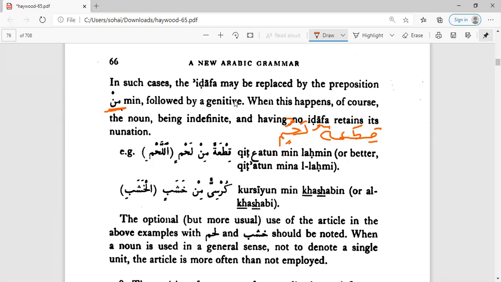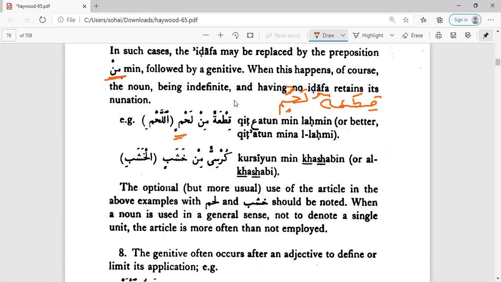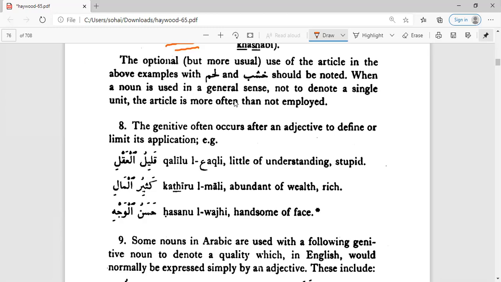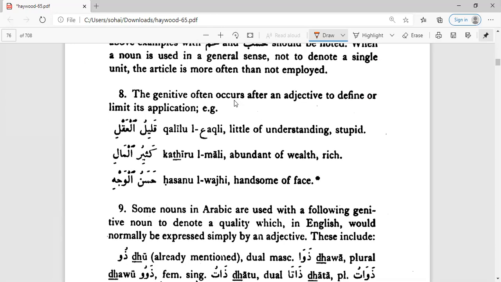When I say piece of meat, what do you mean? Piece of meat also means a piece from the meat, right? So it's just telling you that in such circumstances, you could say qit'atun min lahmin, a piece from the meat. And a wooden chair or a chair of wood, what does it mean? It's made from the wood, right? So it's kursiyun min khashabin, chair from wood. Does that make sense? Okay. And it's the same thing, we're just doing idafa in different circumstances.